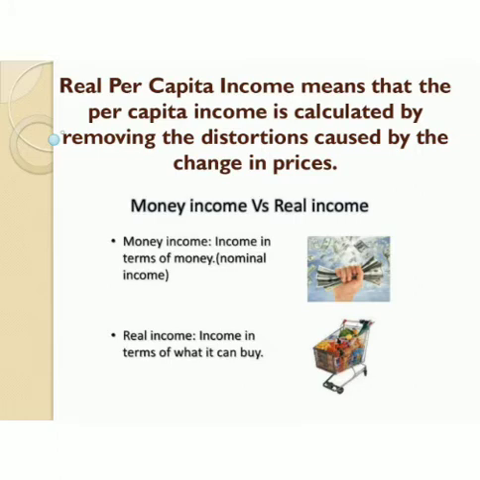So therefore, even though your money income may have increased from 1,000 rupees to 2,000 rupees, the amount of books that you are able to buy has remained the same because the prices have increased. So your real income has not changed. It has stayed the same. So real income is the income in terms of what it can buy. So once more, money income is the income in terms of money. Real income is the income in terms of what your income can buy.